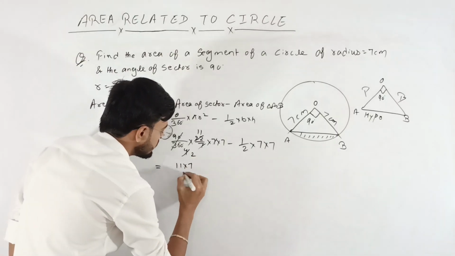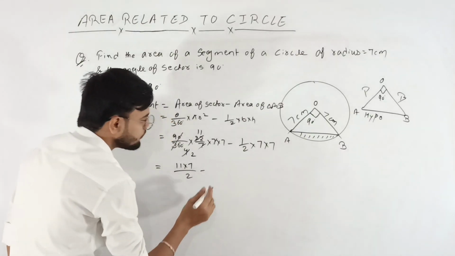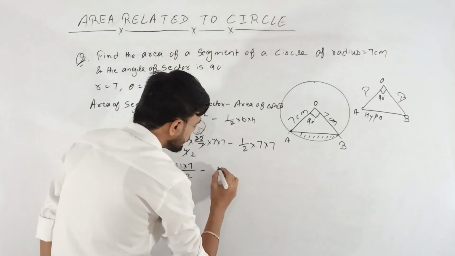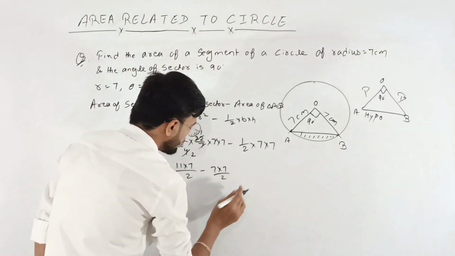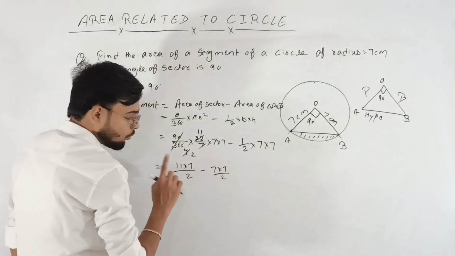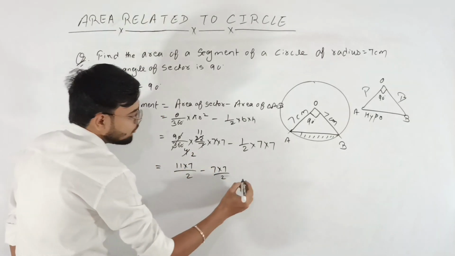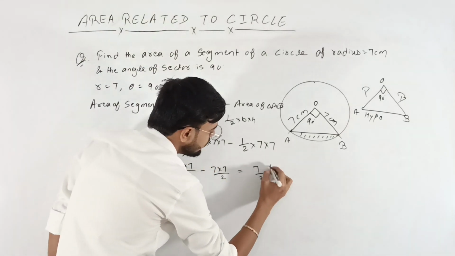This is 11 into 7 upon 2. Now from here what I left, 7 into 7 upon 2. Okay, now from these two I take 7 by 2 as common.